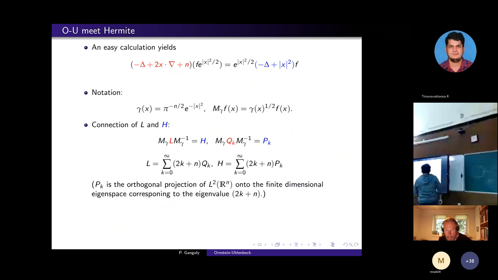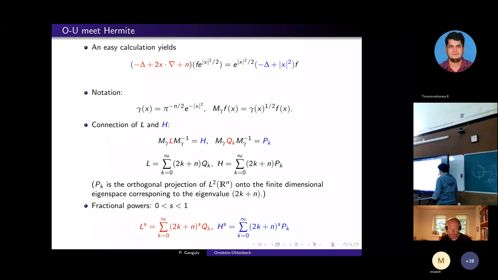This is actually the orthogonal projection of L2(R^n), the usual Hilbert space, onto the finite dimensional eigenspace corresponding to the eigenvalue 2k plus n. And we have this spectral decomposition. Now it is usual to define the fractional powers of these operators using this spectral decomposition. You simply put (2k+n) to the power s on the spectrum side, and that is your operator. All these series are understood in the L2 sense, as convergence in the L2 sense.